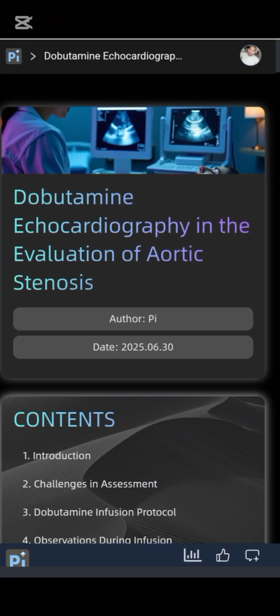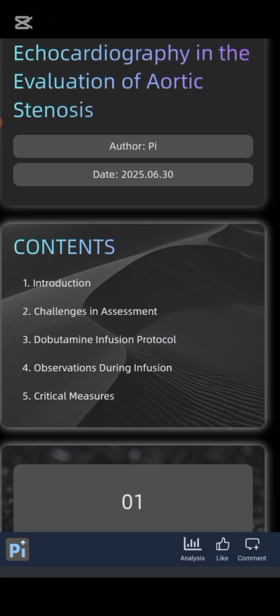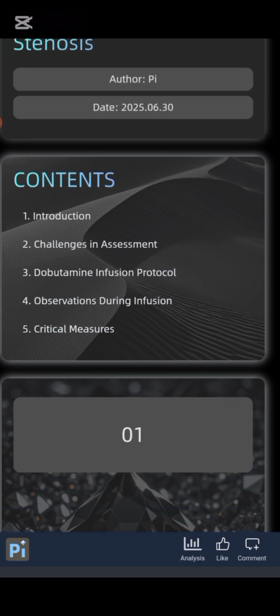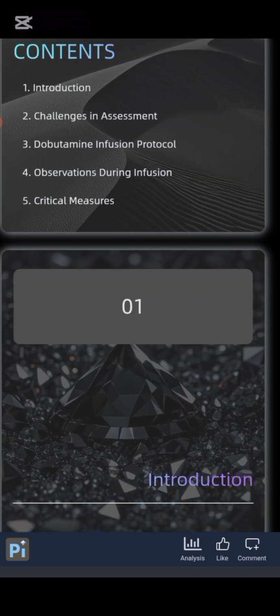This is part 2 of aortic valve disease. In the first video, we studied the anatomy of the aorta and the assessment of the aorta, how we calculate the Bernoulli equation, the modified Bernoulli equation, and the continuity equation. Now, we study dobutamine echocardiography in the evaluation of aortic stenosis. Contents: introduction, challenges in assessment, dobutamine infusion protocol, observation during infusion, critical measures.